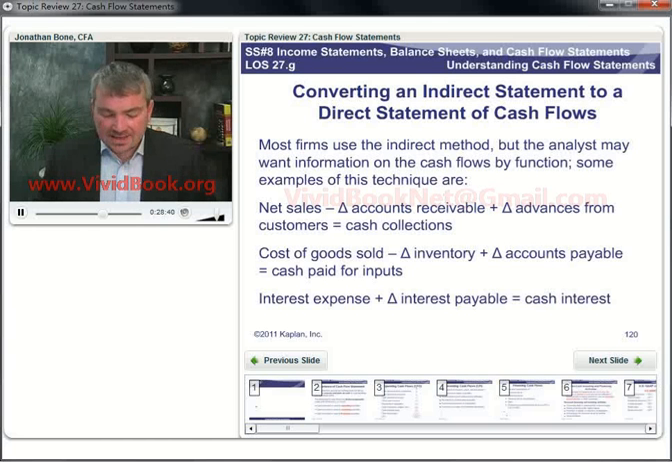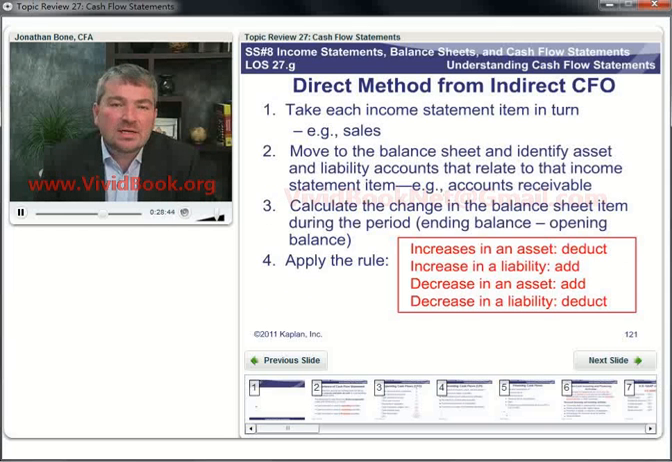Okay, so let's get on. Let's actually do the direct method. So what we're going to do is take each income statement item in turn, working down from sales all the way down to net income. So we start with sales, we then move into the balance sheet and look for any asset or liability that relates to that item. We then, of course, look for the change in the balance sheet item and then apply the rule. And notice the rule is exactly the same as we had under the indirect method.